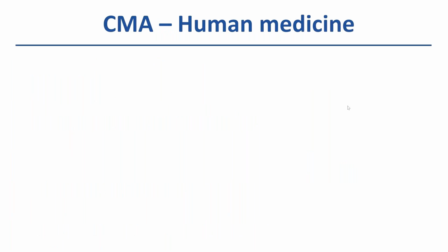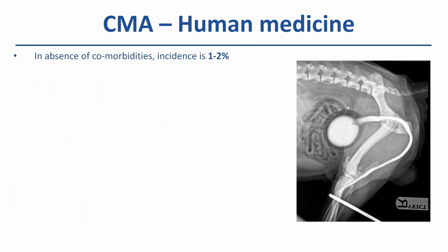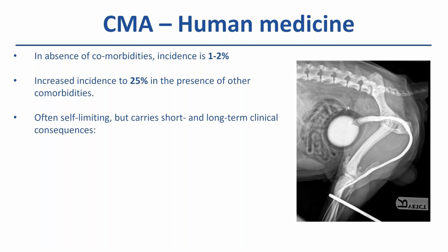So what's the situation in human medicine? Well, in the absence of comorbidities, the incidence of CMA in human medicine is about 1 to 2%. But this can increase to about 25% in the presence of other comorbidities, which we'll point out on a few slides. It's often self-limiting, probably what we would class as grade 1, grade 2 AKI, but even those changes carry quite significant short and long-term clinical consequences.